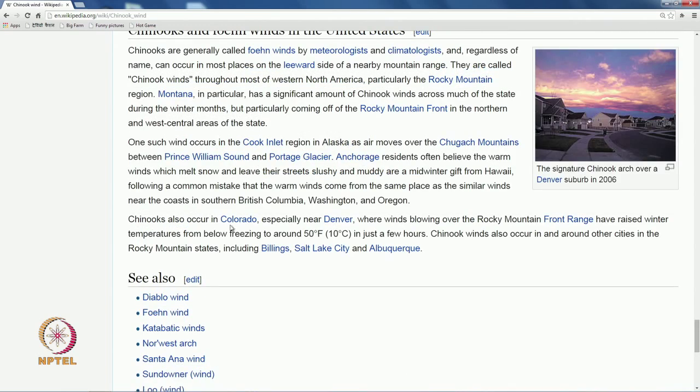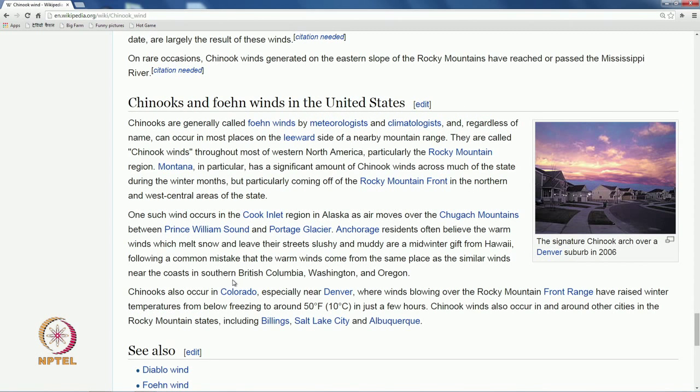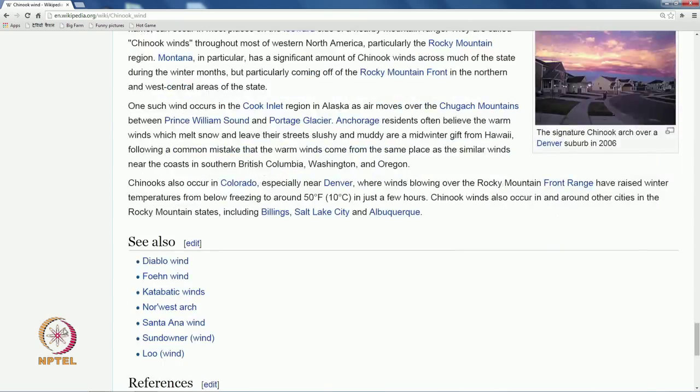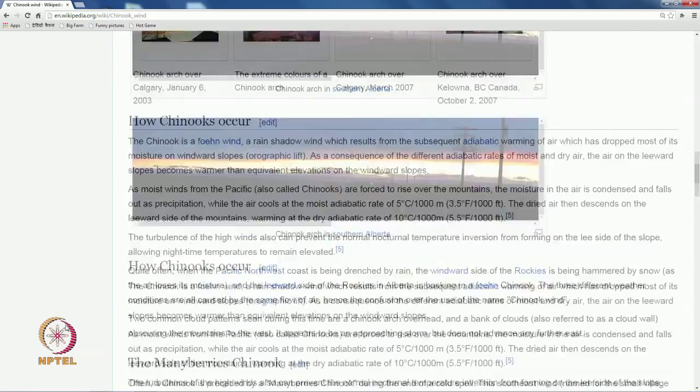Okay. So Chinooks also occur in Denver. Denver is a very notorious place in Colorado, because the Rocky Mountains are there. I have experienced it myself and missed flights and all that. That story I will tell separately. Denver is a very dangerous region, with a big airport, the Denver International Airport. But till you climb to 20,000-25,000 feet, it's all dicey. All right, so this is the Chinook wind.